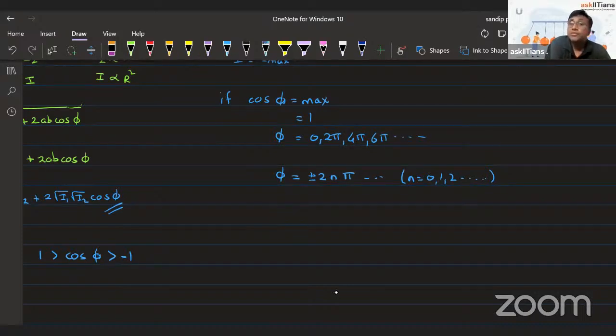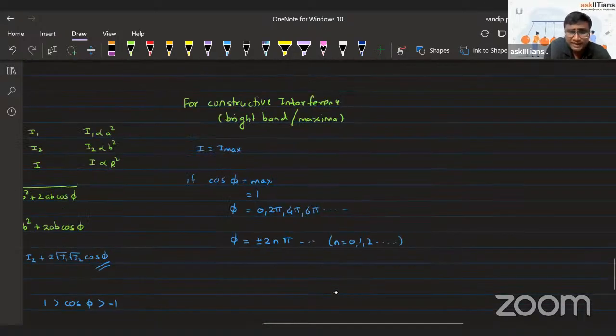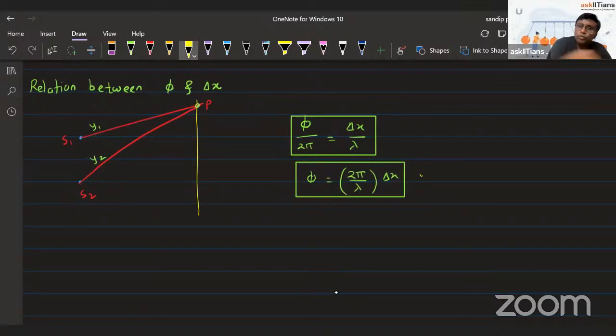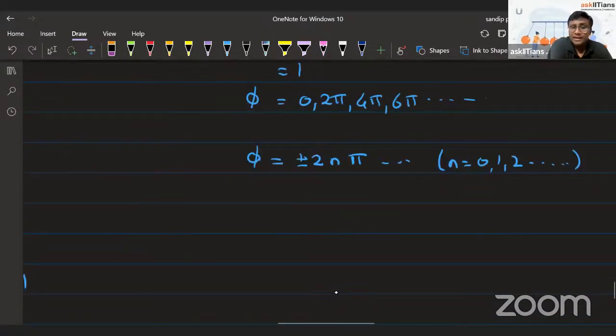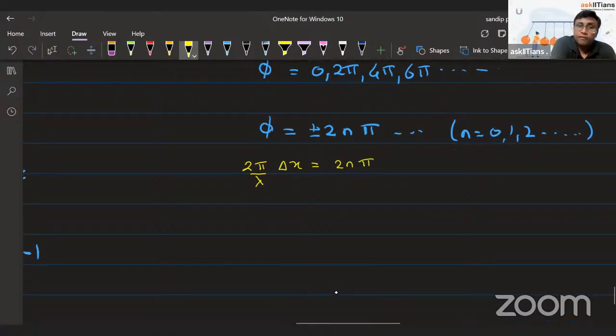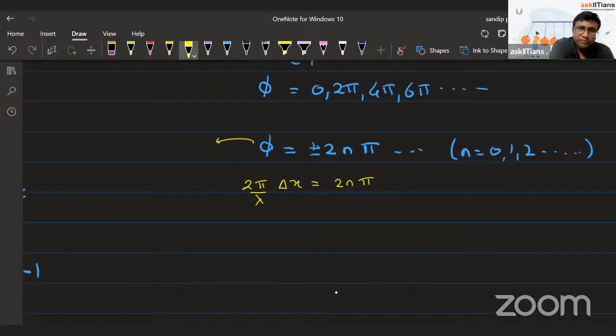Why n lambda? Because we already know the relation between phi and delta x. Let's check the relation. So phi is equal to 2 pi by lambda into delta x. So if phi we got as 2n pi, then 2 pi upon lambda into delta x is equal to 2n pi, right? So phi means what? It is a phase difference.